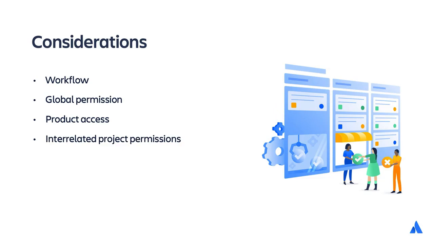And of course, there are interrelated project permissions. The biggest one there would be the requirement for the browse project's permission, as a prerequisite for the ability to interact with an issue. Then if you move issues into a company-managed project, you must have the create issues permission in the destination project. And then there's the further considerations and review necessary when permission schemes are shared across projects.